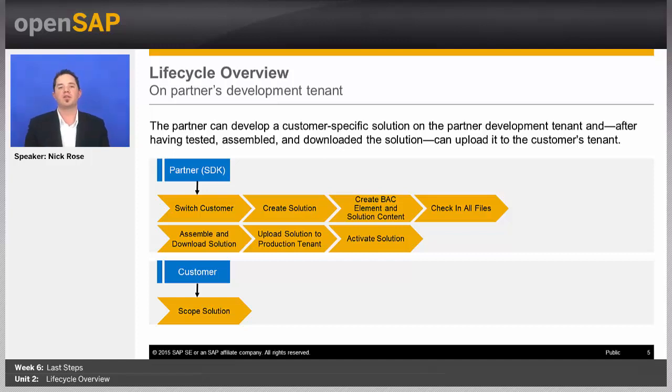Once you switch to the right customer, you'll be able to create your solution and continue creating your content, your BAC element, checking all your files, assemble and download, and then you would upload to the tenant and their production tenant, activate it. You could also upload it to their test tenant first if you want and activate it there. You don't always have to go directly to production. You can provide it in their test tenant and they can test it out there, and if they're happy then you can go ahead and upload it to production. You don't have to assemble and download a different file for test or production. Once you have that solution file, that zip file, you can upload that to any of the customer's tenants you want, whether it's a test or a production tenant.